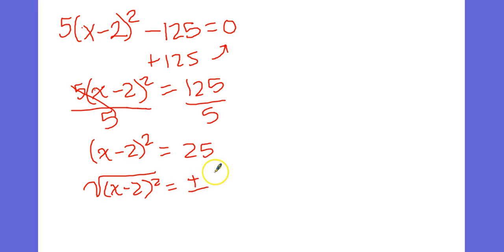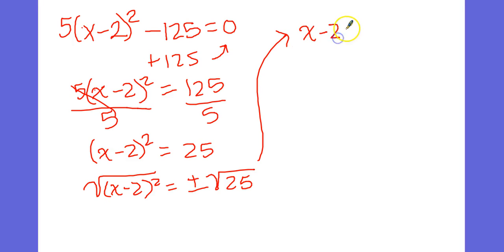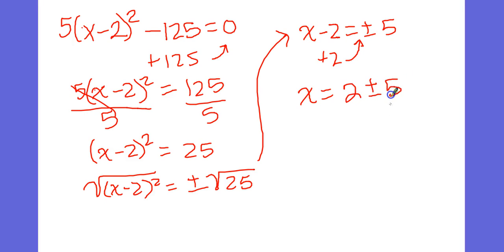Some of you will just write plus or minus 5 at that point, but that's okay. So we simplify that to x minus 2 equals plus or minus 5. Now I'm going to get picky, so please pay attention. We're going to isolate the x by adding 2, but I would really like you to scoot that up front. It's the proper placement of that 2. So we're going to do x is equal to 2 plus or minus 5.